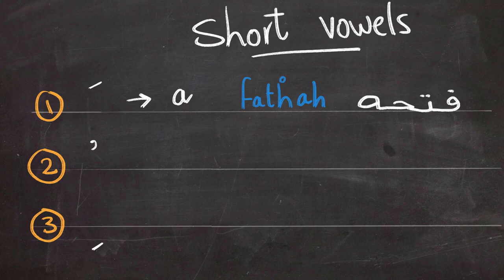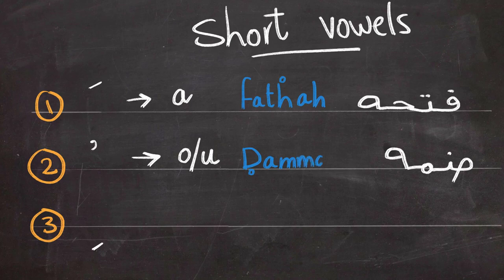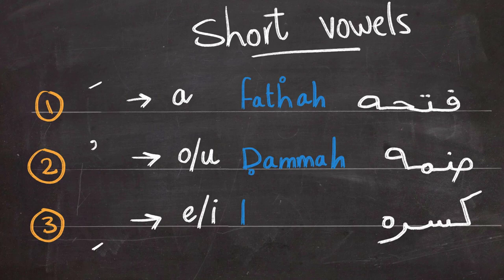The second short vowel looks like a small wow in Arabic, and it gives the sound of o or u. And this symbol is called dhamma. Dhamma. And this is how you spell it in English. The last short vowel is written underneath the letter, and it gives the sound of e, and it is called kasra. Kasra.